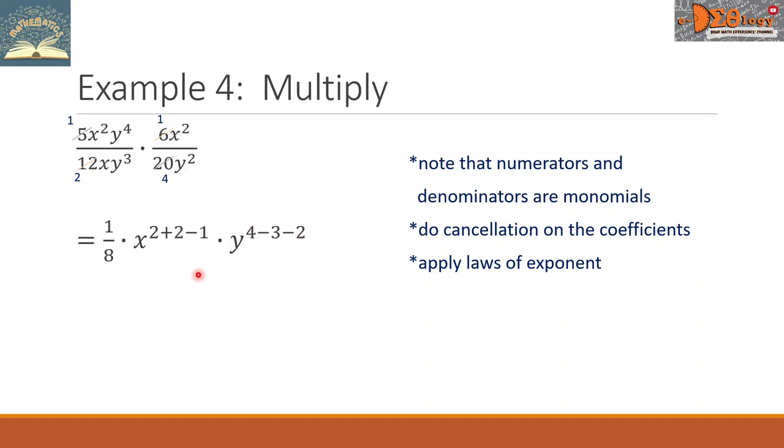Let us now simplify the exponents. So we copy the 1 over 8, and for the x, it becomes power 3. For the y variable, we have negative 1 power. So let's combine 1 over 8, this x cubed, and the y raised to negative 1. We rationalize this negative exponent, so finally, the final answer is x cubed over 8y.